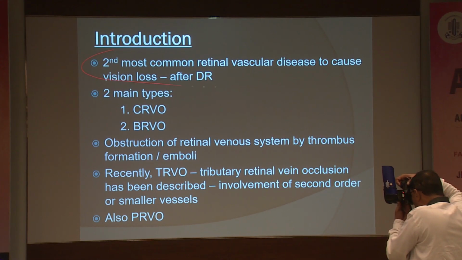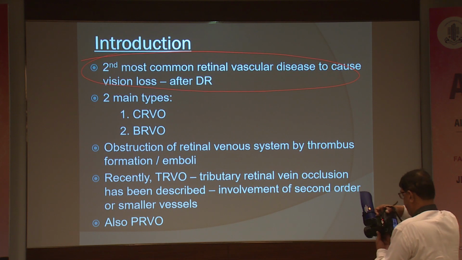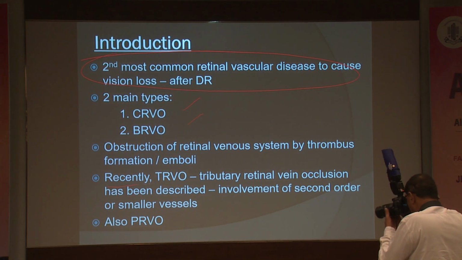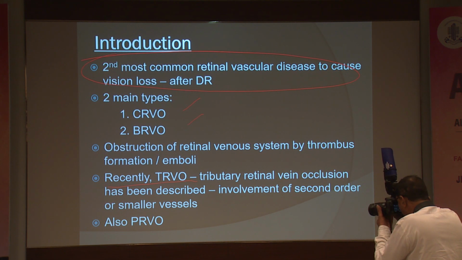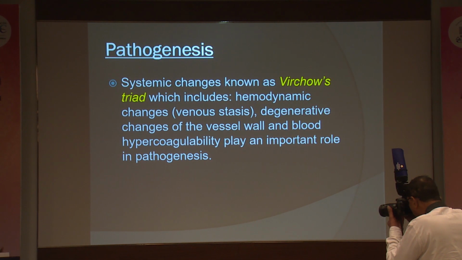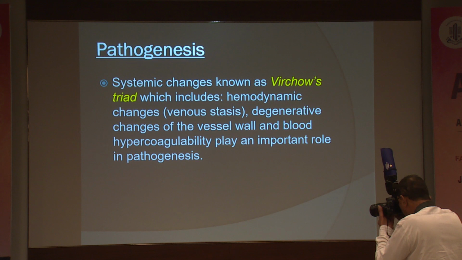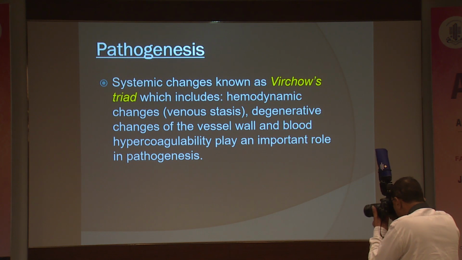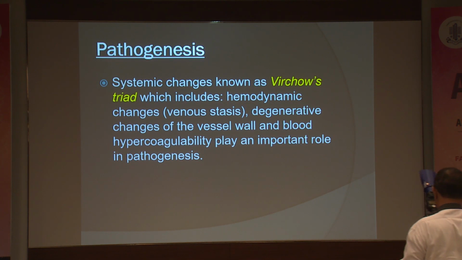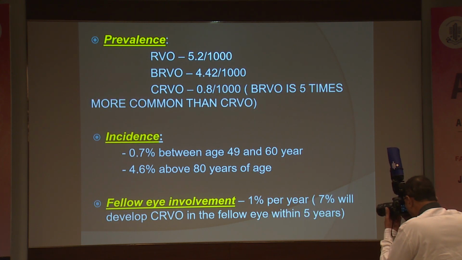So I'll just give a brief. We all know that it's the second most common cause after diabetic retinopathy. We have CRVO, BRVO, but recently TRVO, the tributary retinal vein occlusion, has been described. That is the involvement of the second or the smaller vessels as well. For the sake of postgraduates watching here, the pathogenesis includes hemodynamic changes, that is venous stasis, degenerative changes of the vessel wall, and blood hypercoagulability. These three play an important role. RVO is about 5 in 1,000 cases, but what is important here is BRVO is 5 times more than CRVO, and the incidence is more if they are more than 80 years of age.